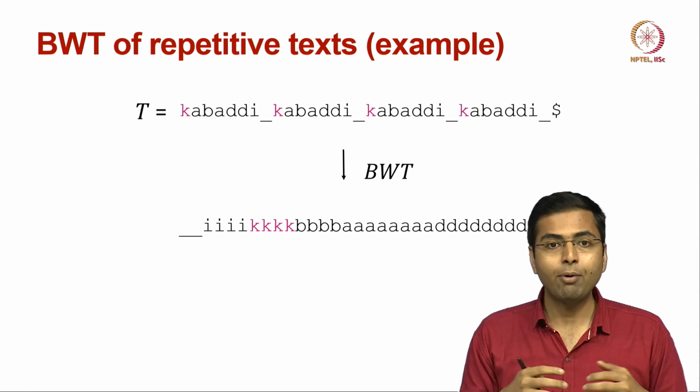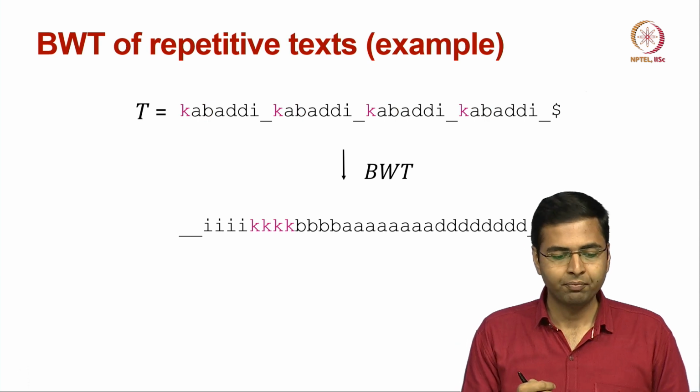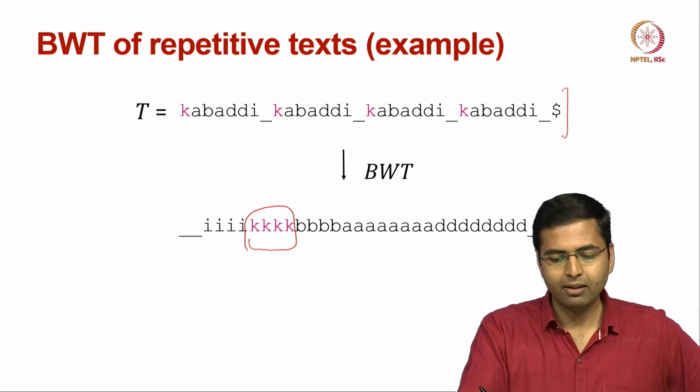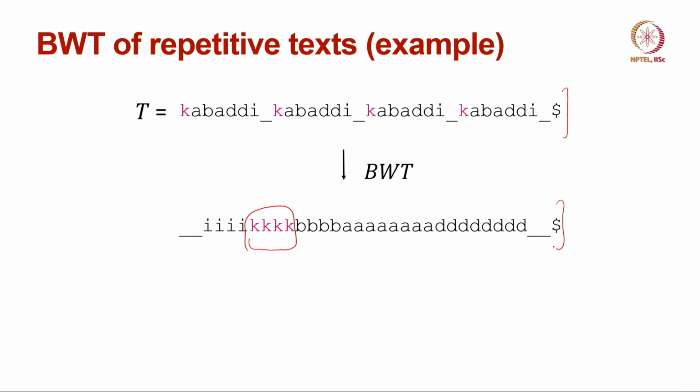So, if you look at the Burrows-Wheeler transform of this example, you can see that all the k characters occur next to each other, and similarly for all other characters, you can see that many characters occur next to each other. This Burrows-Wheeler transform looks extremely repetitive and we can easily compress this string now. It is harder to compress the original text t, but this particular text looks very compressible.